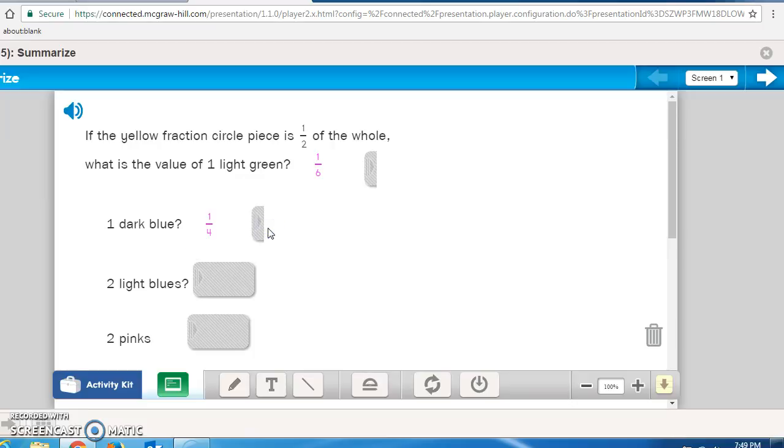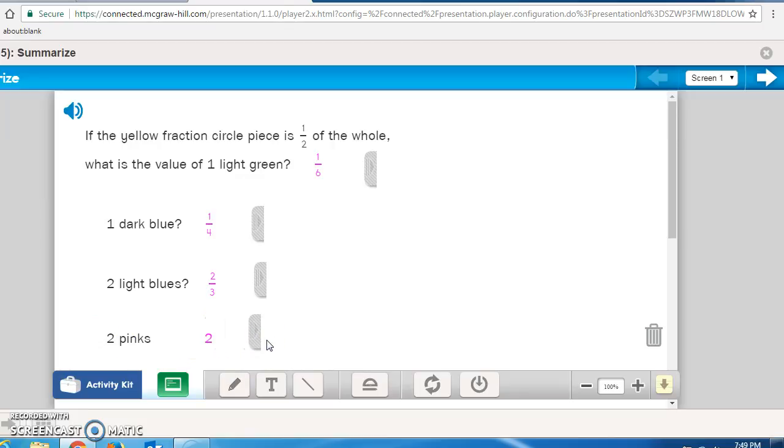So how about two light blues? Well, two of the light blues is 2/3 because 3 of them would fit. And what about two pinks? Two pinks would be 2 wholes.